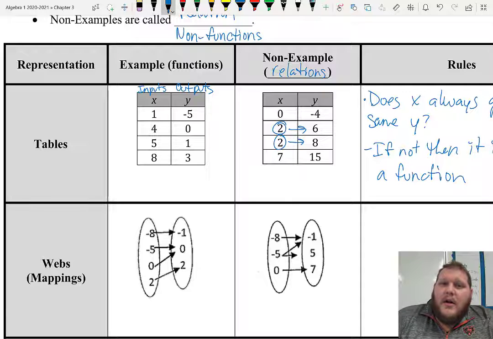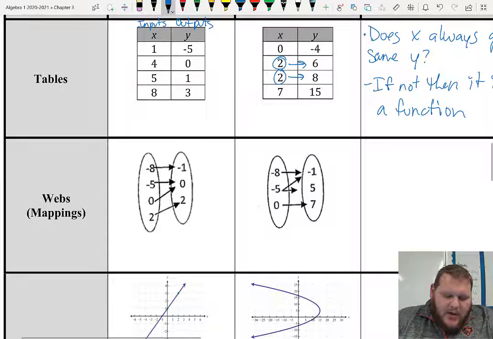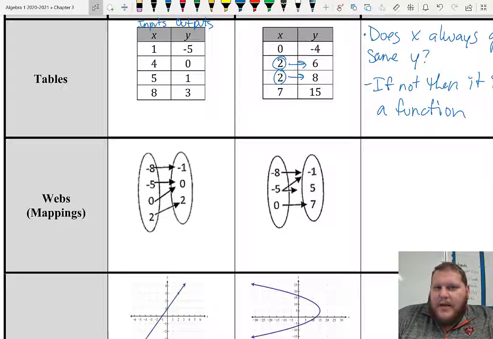But this is what I call mappings. We're mapping one thing to another. Some people call them webs. Some people call them beans because the way I've drawn them before, they look like little beans. I usually call them mappings just because, again, it maps one thing to the other.